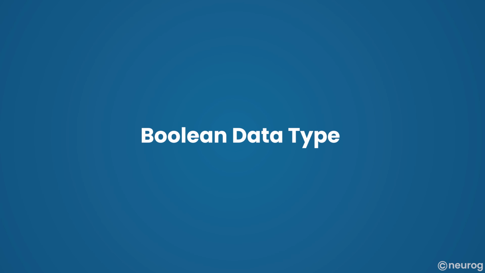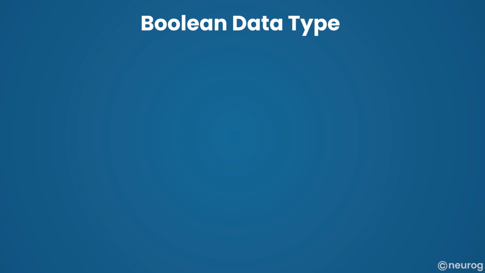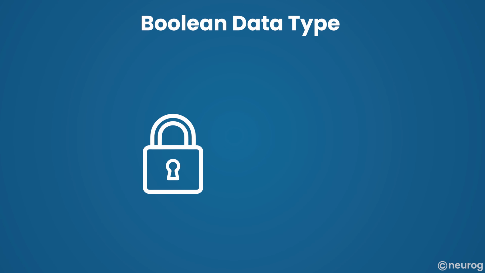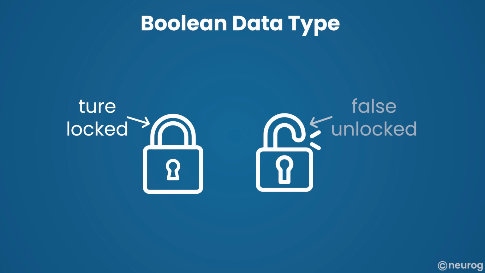Let's talk about the Boolean data type. A bool data type can have one of two values, true or false, and is used for logical operations. Think of a padlock. It can be locked or unlocked, true or false, just like a bool in Python.